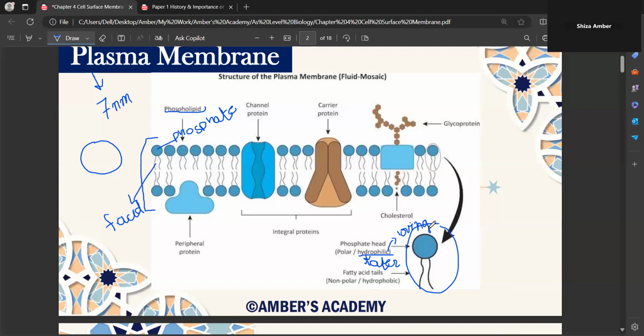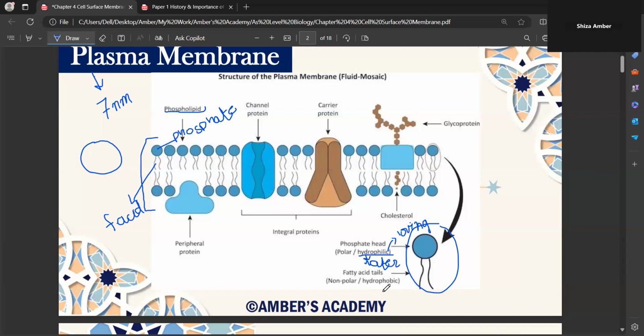Then these fatty acid tails are hydrophobic. Again, if you break this word, hydro means water, and phobia, because we all have certain phobias, from that word phobia, it means fearing. So fatty acid tails are water fearing, and these are non-polar in nature. Next component that we have in plasma membrane is protein.